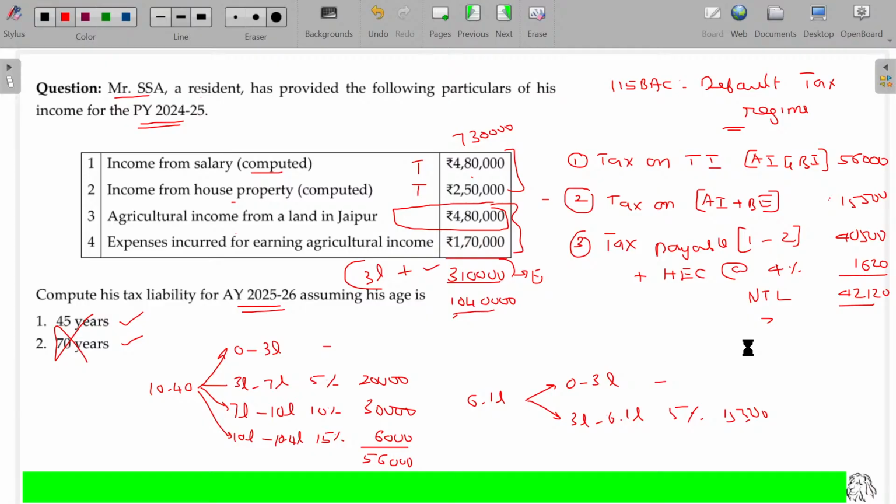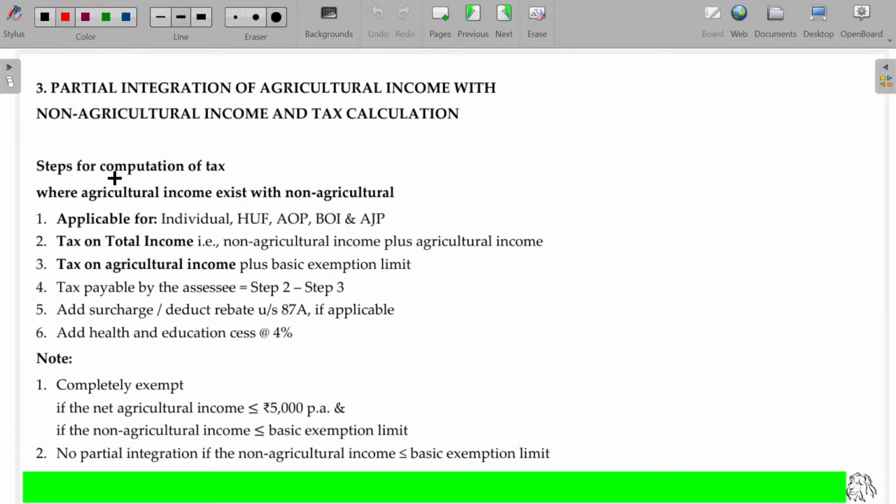42,120. Now get back to the steps. Steps for computation of tax where agricultural income exists with non-agricultural income. We have both the incomes. Then how can we calculate the taxation? This is applicable for individual, HUF, AOP, BOI and AJP. Step number 1, tax on total income. Total income means non-agricultural plus agricultural income. Next one is tax on agricultural income plus basic exemption. Step 1, you have to find out the tax on total income, agri and non-agri put together. Second step, calculate the tax on the agri plus basic exemption limit. And now subtract the second from the first one. So automatically you will get the tax payable.